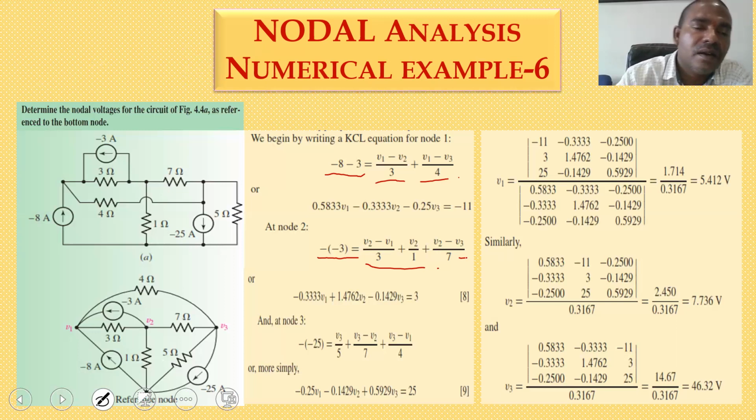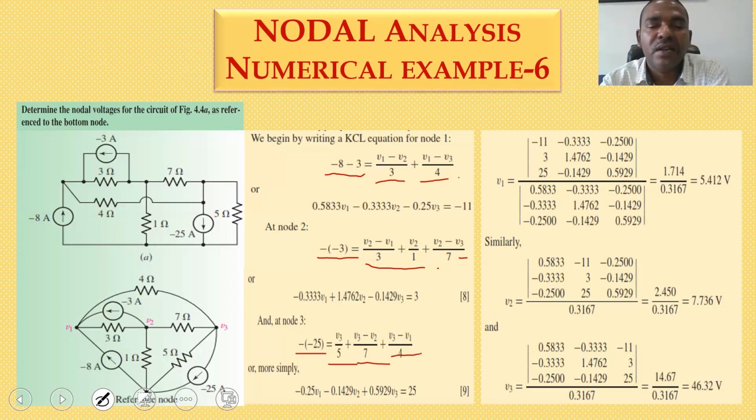And the third node, how many branches are connected? 4 branches are there, 3 are resistors, 1 is a current source. Here also the current is leaving, so positive current only, minus of minus 2.5. Now V3 by 5, or (V3 minus V reference) by 5, this is one current. (V3 minus V2) by 7 is one current. (V3 minus V1) by 4 is another current.